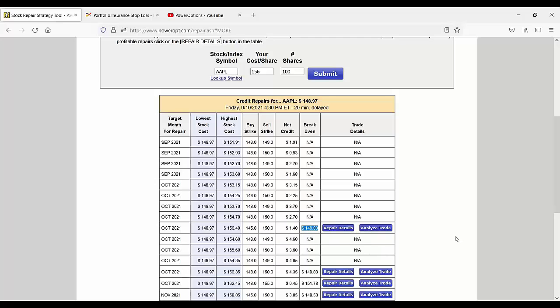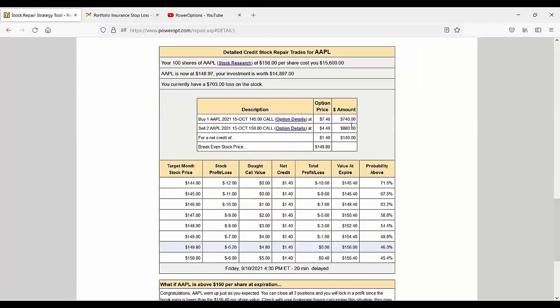I don't need Apple to go back up to 156 now. I just need it to go to 149.80, not too far away from where it was after about the 3.5%, 4% decline today. Right? So how does this work? When I hit repair details, it shows me that I could buy an October 145 call at 7.40. At the same time, I can sell two October 150s for 4.40. So I take in 8.80. That gives me a net credit of 1.40.